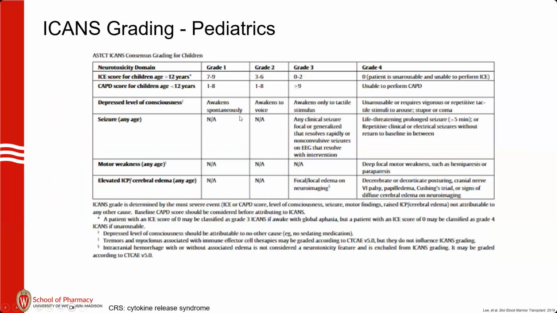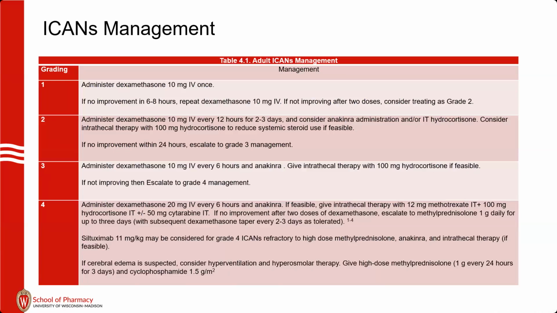Pediatrics, I do like to call out, just has their own unique system for children based on age, because you can imagine they might have trouble writing a sentence if you're a younger age. So you will see a different score there for young children. So from an ICANS management standpoint, we have the same type. We have a table as well as a flow chart for patients.